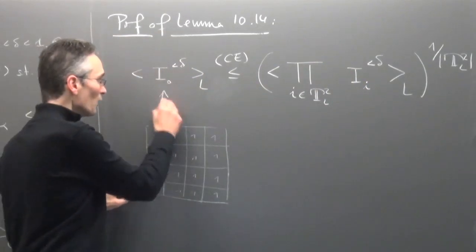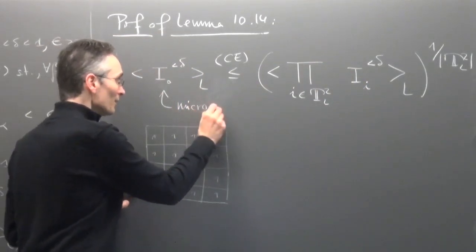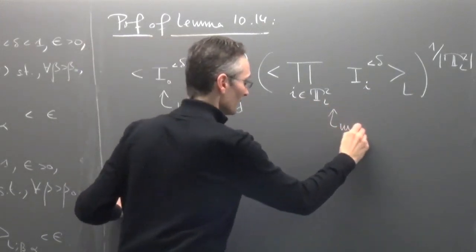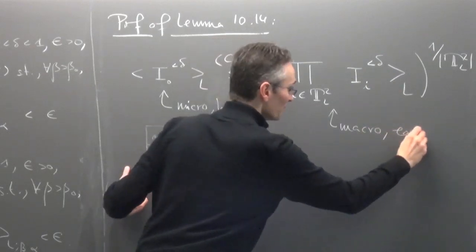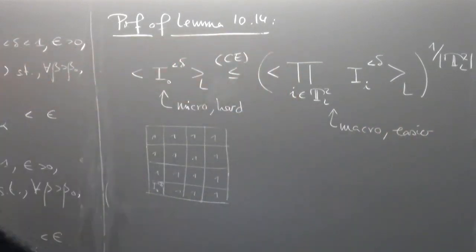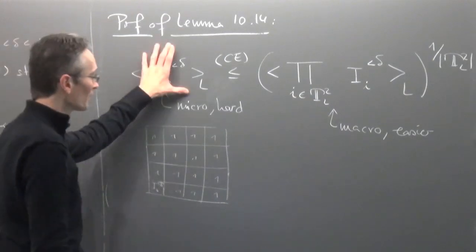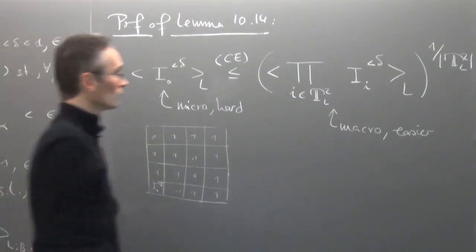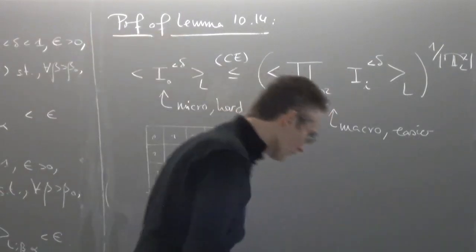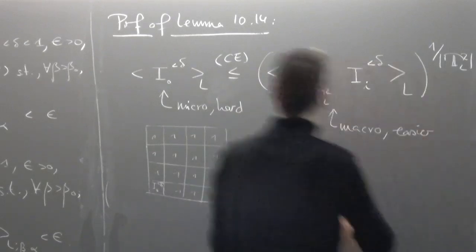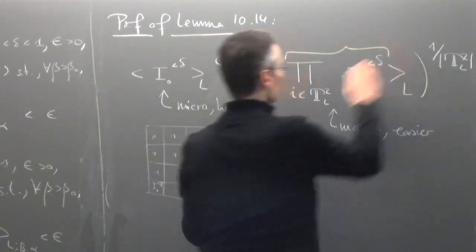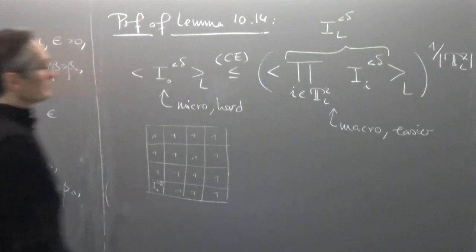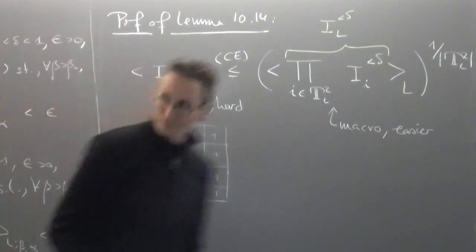So the philosophy is that this is microscopic, and this is hard, while this is macroscopic, and so it should be easy, or easier. That's the philosophy. You replace something local, which is hard, by something global, which would be much simpler to control. And indeed, you will see that it's much simpler to control. So let me introduce a notation for this, so that I don't have to write it too many times. This event here, the product, I will write I_{L<δ}. It's just a definition, notation.